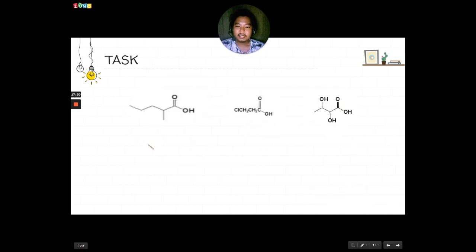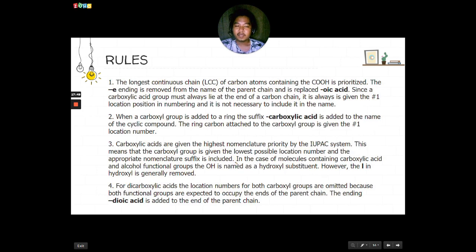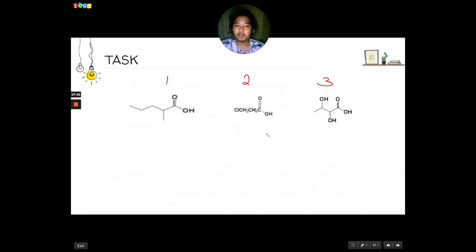So for your task, name these 3 and write it on the private comment section. So 1, 2, 3. How do we name this condensed structure with a methyl, and then with 2 OH attached to it? Alright? So, yan. So you can always go back.